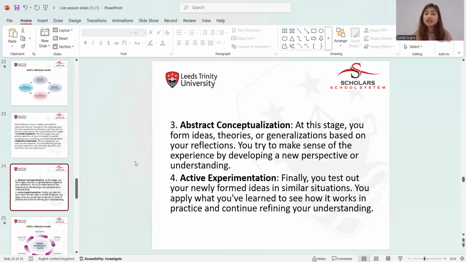Then we have active experimentation. So finally, in this stage, you test out newly formed ideas in similar situations, and you apply what you have learned to see how it works in practice and continue refining your understanding.